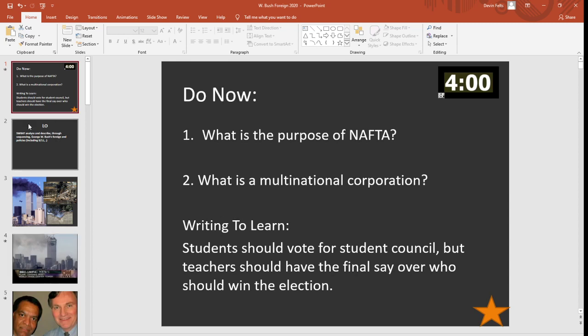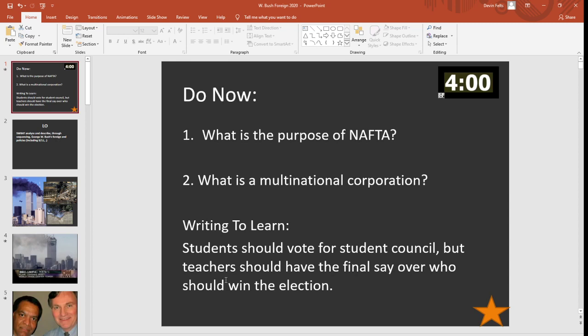Number two is, what is a multinational corporation? If you're not sure about this, let's break down the word multinational. Multi means many, right? And national also means nation. So if we're talking about a multinational corporation, what do you think that means?